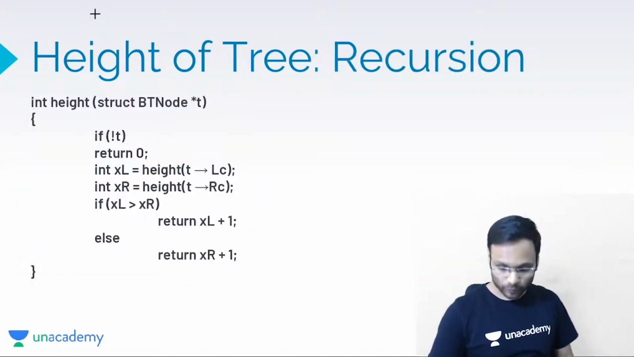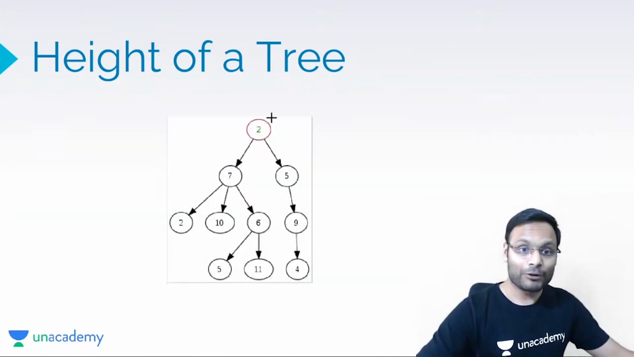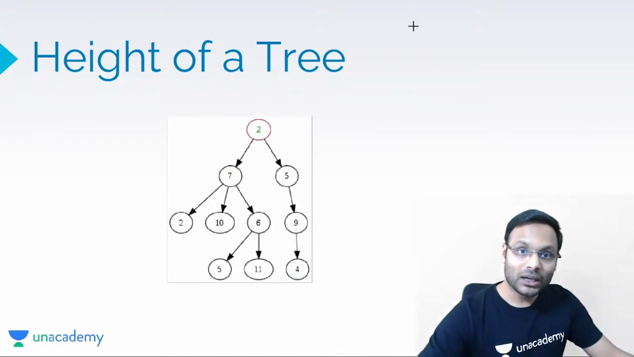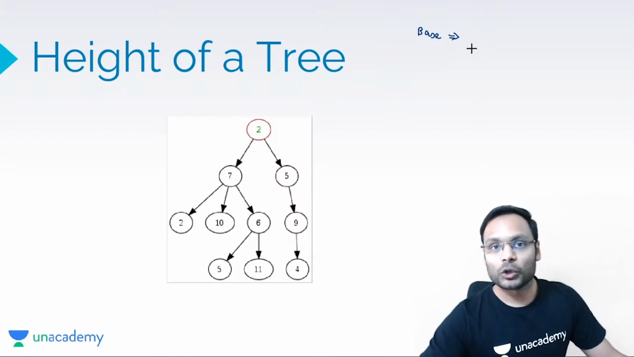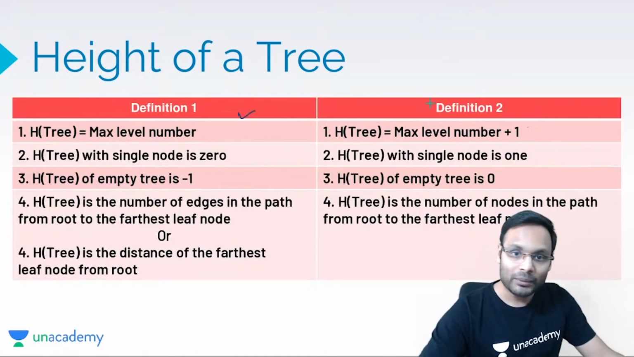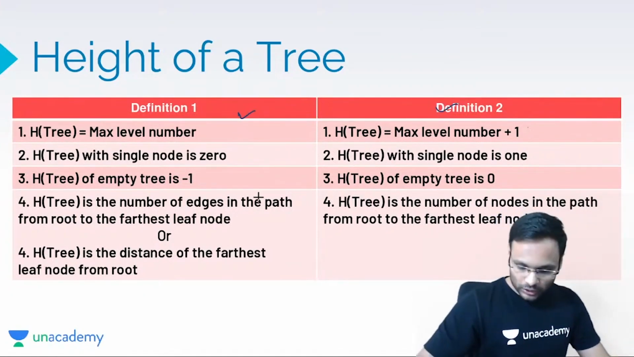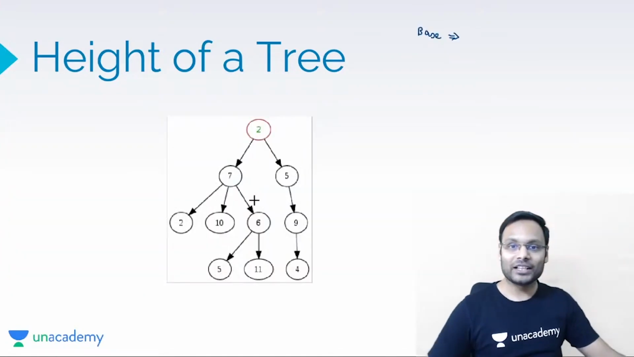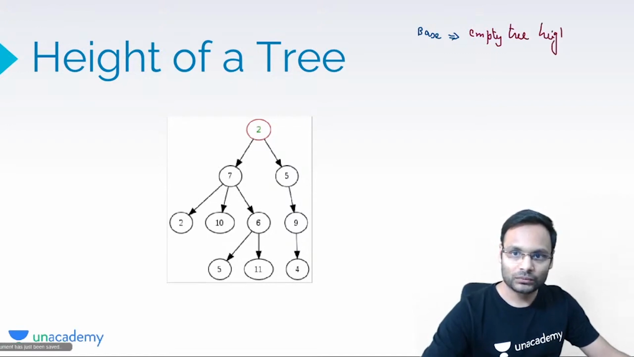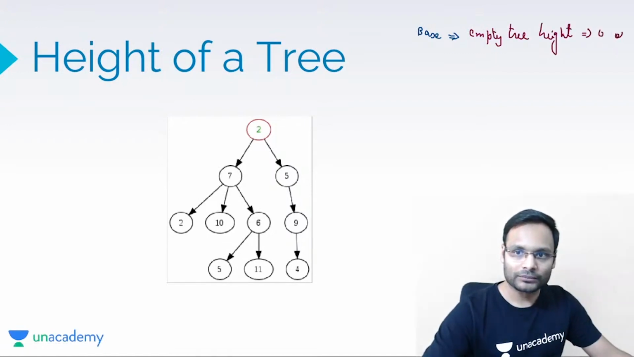Height of the tree, recursive approach. How to do that? First of all, if you want to calculate recursively, you need to have the base condition. So what is the base condition? If the tree is empty, what should the height be? Either 0 or -1, depending on which definition you are implementing. Empty tree height you need to get either 0 or -1.